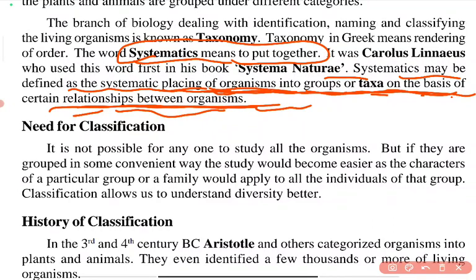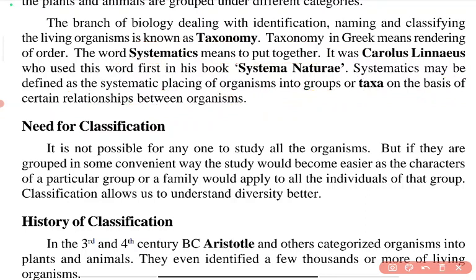So systematics means putting organisms into groups according to certain relationships between them. That may be classified as systematics. Now first of all, why are we classifying these things? That means, why do we need classification? Let's see about that. First, we have to revise what taxonomy and systematics are, and who gave the word systematics.